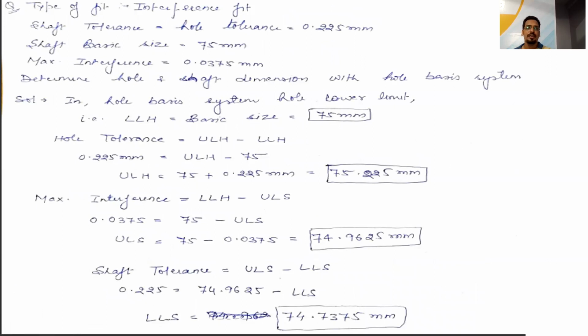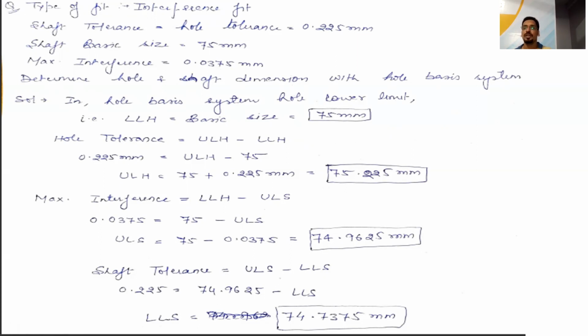Next question is the type of fit which is given to you is interference fit. Shaft tolerance is equal to hole tolerance, that will be 0.225 mm. The shaft basic size is 75 mm, and maximum interference is given to you in this question, that is 0.0375 mm. I have already told you about how the maximum interference is calculated when I told you the interference fit. So we have to find out what? We have to find out the hole dimension and the shaft dimension according to the hole basis system.